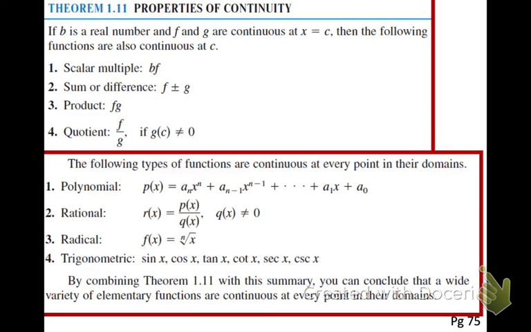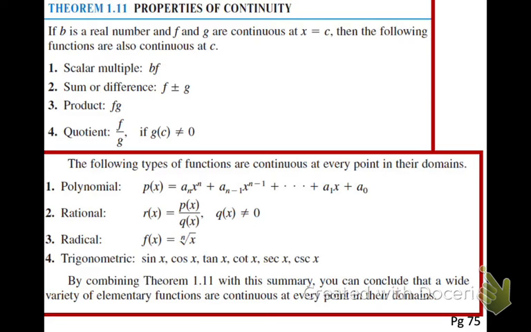Okay, Theorem 1.11, properties of continuity. If b is a real number and f and g are continuous at x equals c, the following functions are also continuous at c. So the scalar multiplication: if I multiply f by any scalar, it's not going to change its continuity. If I take two things that are continuous and add them, isn't their sum or difference going to be continuous?